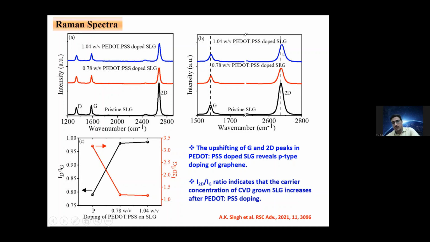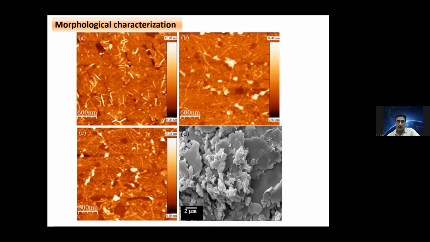The 2D peak shift may be due to the strain induced in the graphene surface, but when both the G and 2D peaks shift, it means there is doping of PEDOT:PSS.